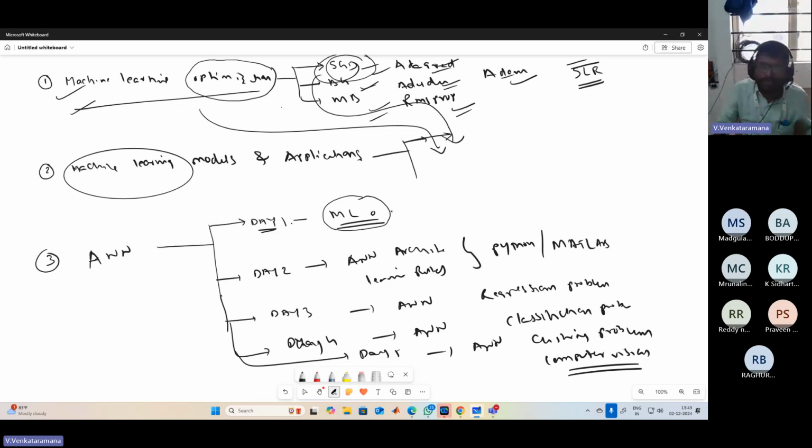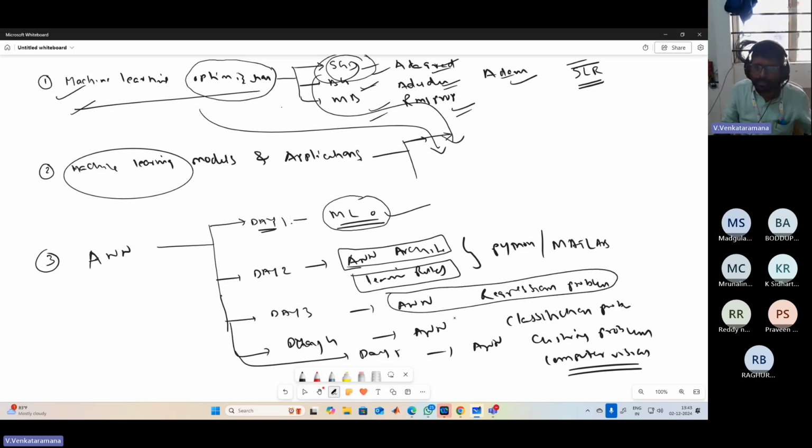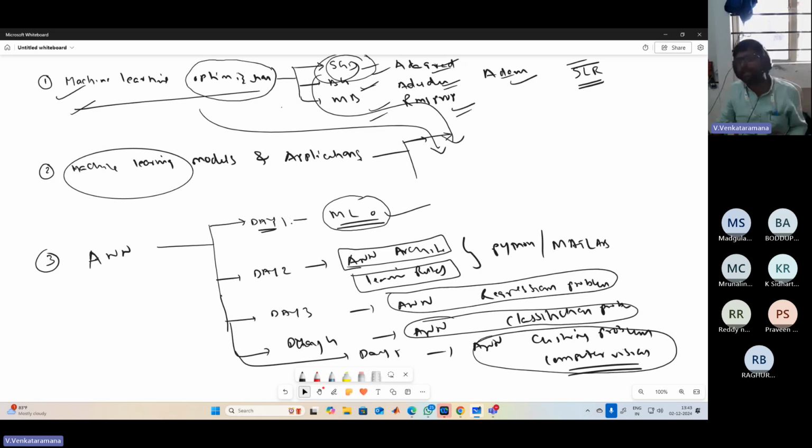So on day 1, we mainly focus on the basic requirement, machine learning optimization. On day 2, we discuss the ANN architecture and the different learning rules available. On day 3, we focus on ANN for the regression problem, then ANN for the classification problem, and how ANN can be used for computer vision and clustering problems. And we are trying to implement everything using either Python or MATLAB.